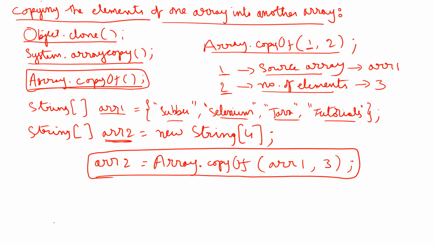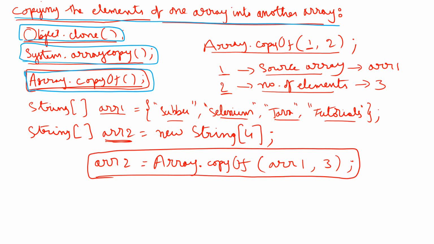Let's see this one more time. Copying the elements of one array into another array. In the previous video, we have seen how to copy the elements of one array into another array using the Object.clone method and using the System.arraycopy method. In this video, we will see how to use the Arrays.copyOf method to copy the elements of one array into another array. The Arrays.copyOf method takes two arguments. The first one is the source array and the second one is the number of elements that should be copied from the source array.